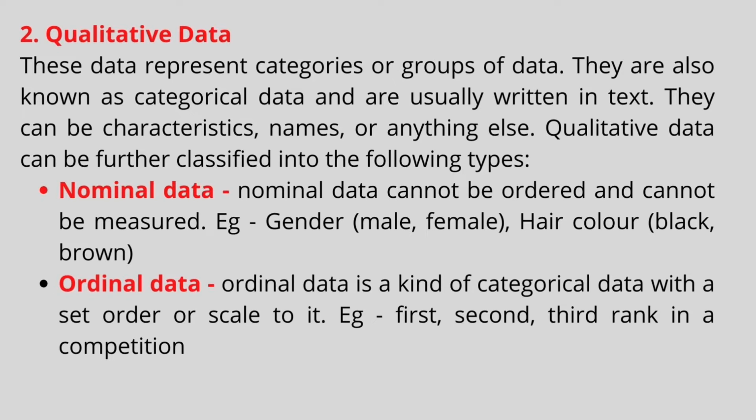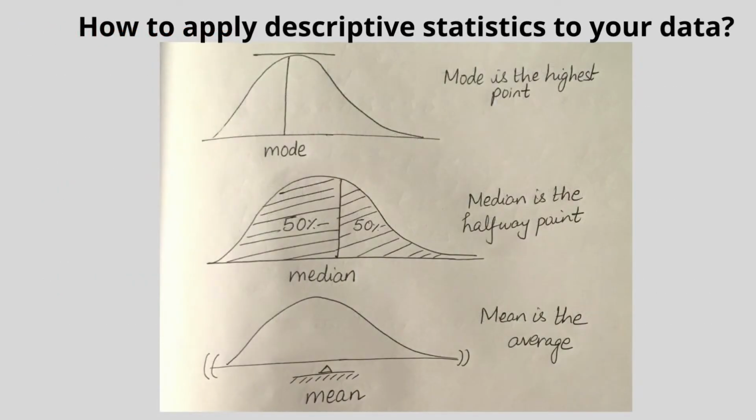Ordinal data is the kind of categorical data with a set order or a scale to it. For example, first, second, third rank in a competition. So this sort of data is ordinal data. In descriptive statistics, the mean, median and modal values are the measures of location, or the measures of central tendency. Based on the data collected in a sample, the measures of location provide information about where the center of the distribution lies. In this particular picture, as you can see, the mean, median and mode are explained through an illustration. Mode is the high point, median is the halfway point and mean is the average.